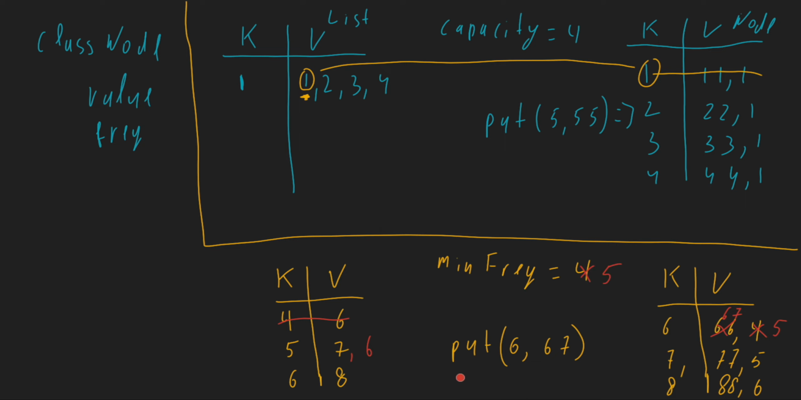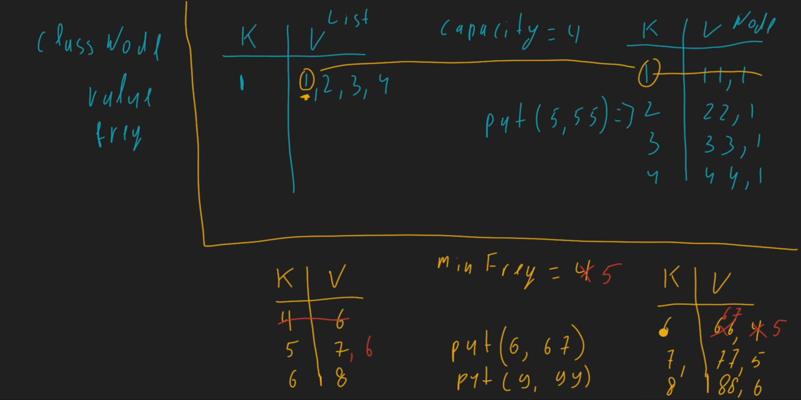Okay, let's say that we want to put one more. We are calling the put function one more time with 9 and 99, right? So we want to add that to our cache. We cannot add it because our capacity is equal to 3. We need to remove the one with the lowest frequency, right?